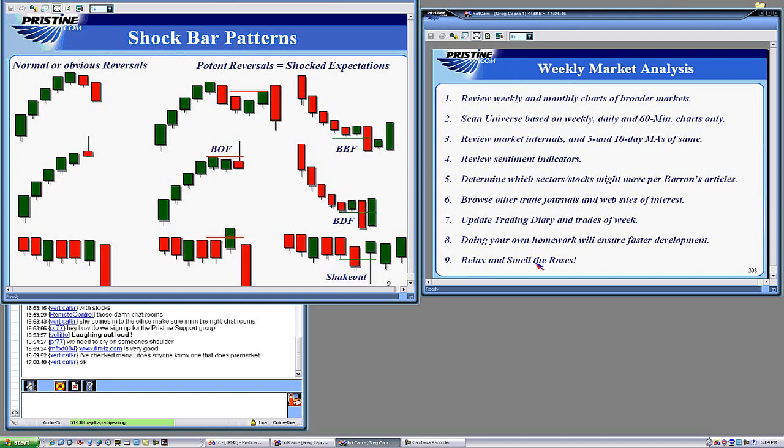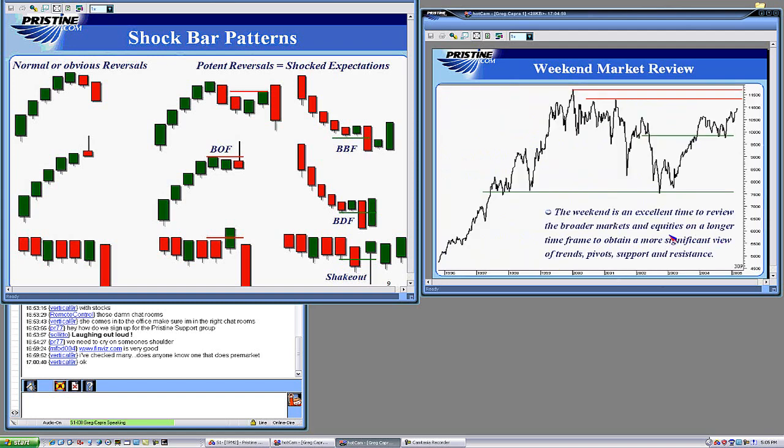Step back, relax, spend some time with the family, get some exercise. And take a look again at the broader markets from a longer term perspective. What's happening? Because we get too caught up in the day-to-day. So take a longer-term view of what's going on.